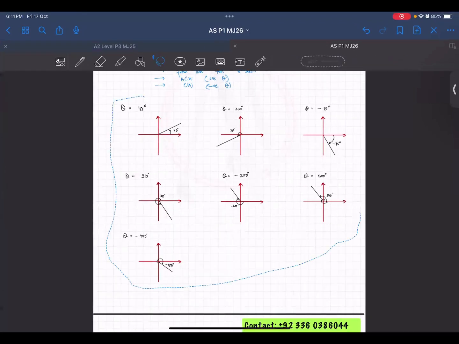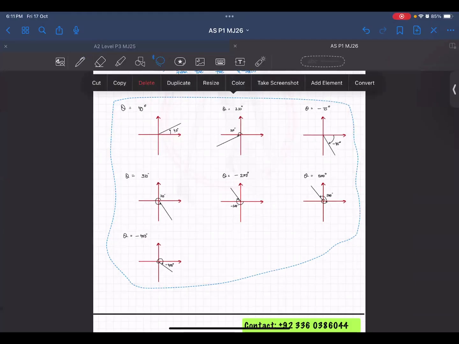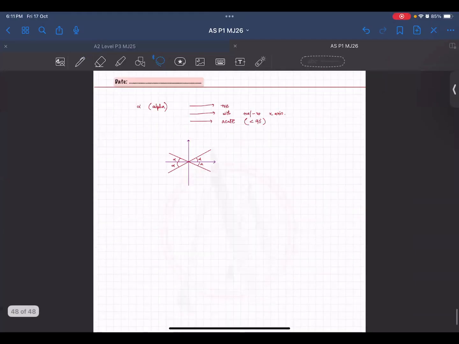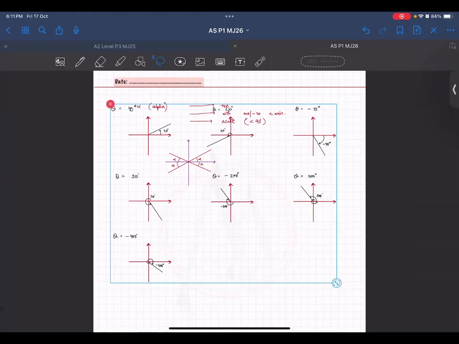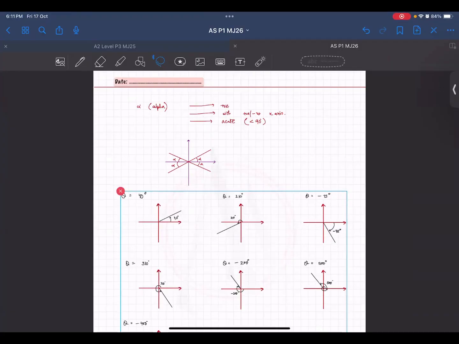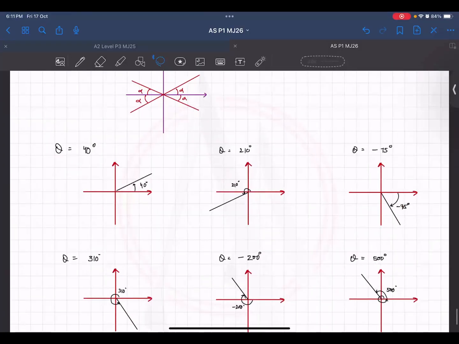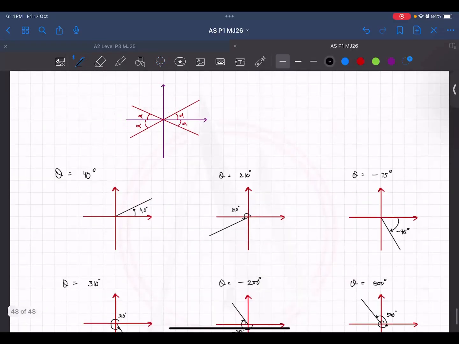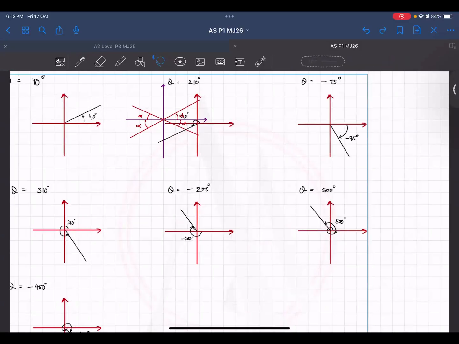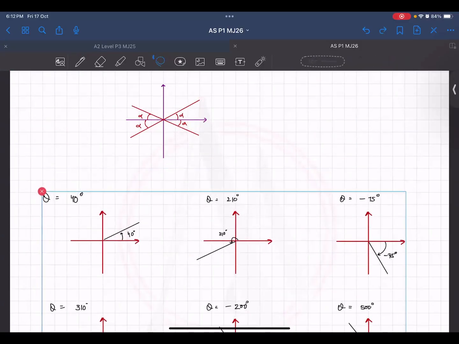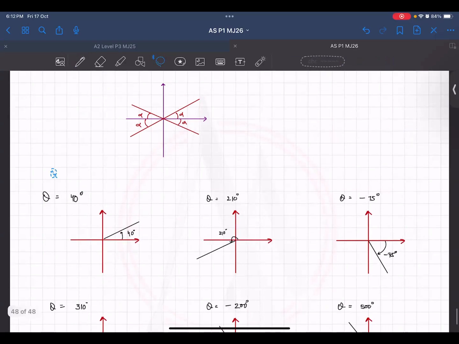Now this becomes more interesting. Copy. Paste. Now the question is, where should I write the question? Find the alpha for each of these theta.